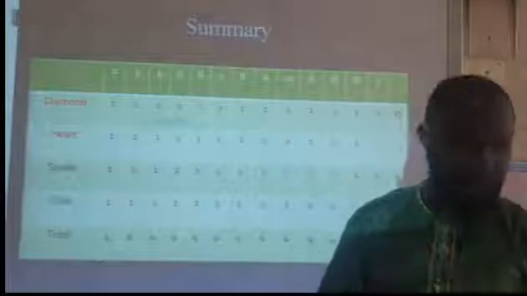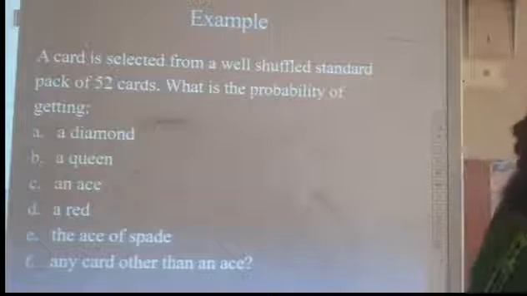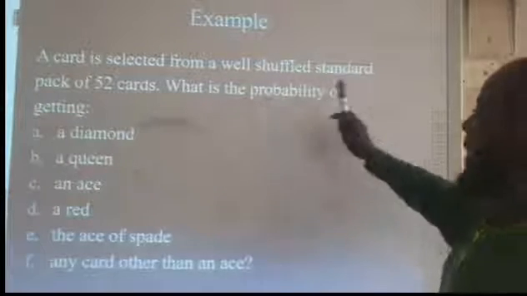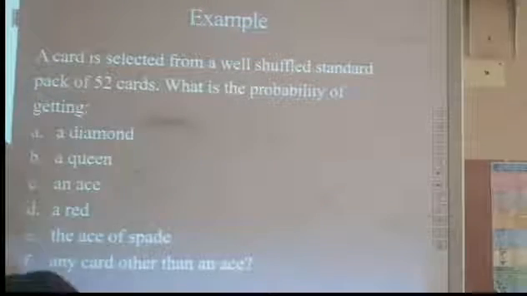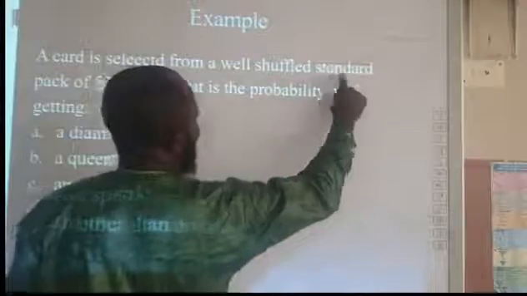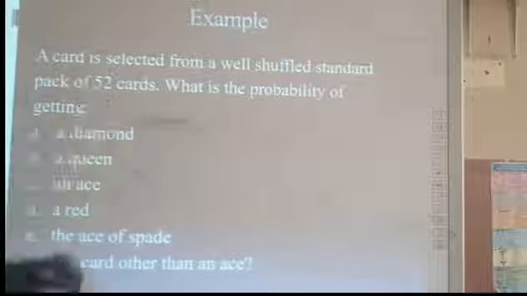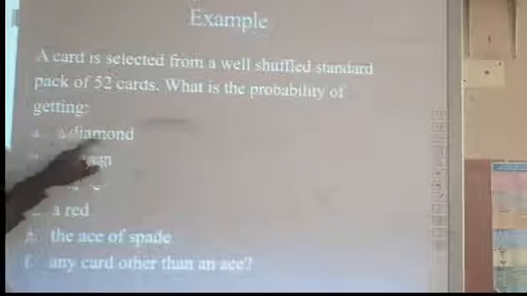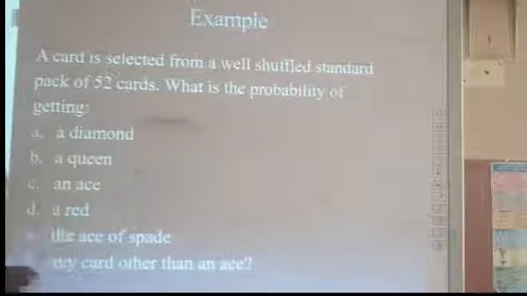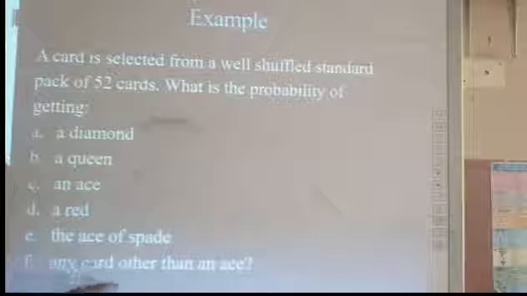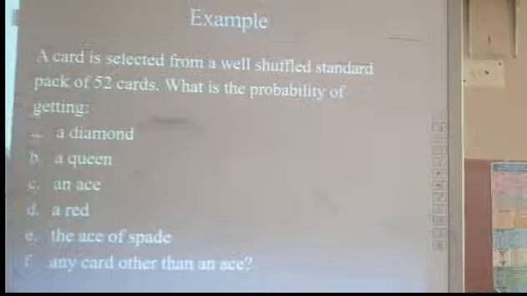So let's look at questions on this. How do we solve problems on this? So let's look at this question. A card is selected from a well-shuffled standard pack of 52. Sometimes the question mentions 52 cards. So anytime you see a well-shuffled standard pack of cards, they must be 52. What's the probability of getting a diamond, a queen, an ace, a red card, the ace of spades, any card other than an ace? These are the things you want to look at right now.